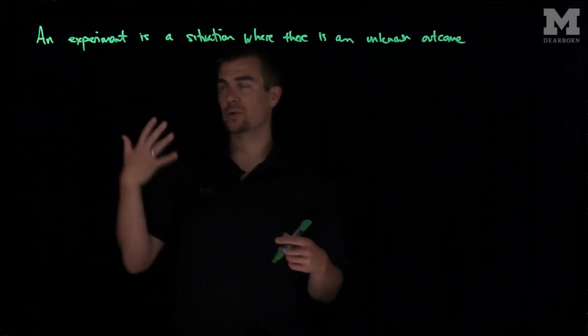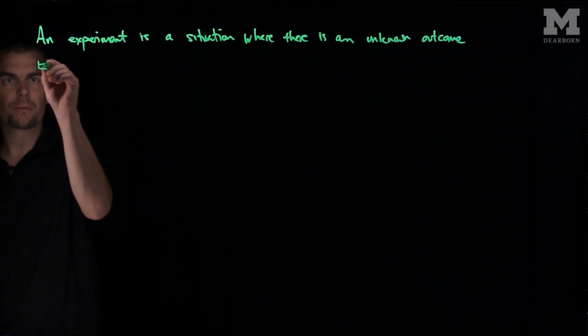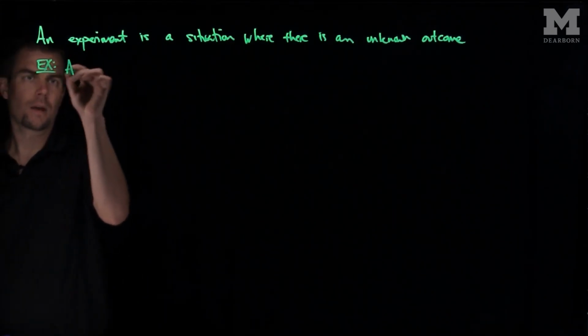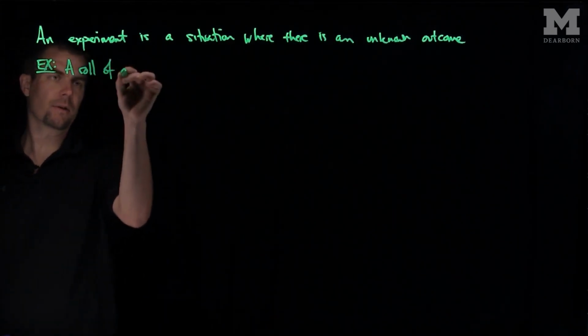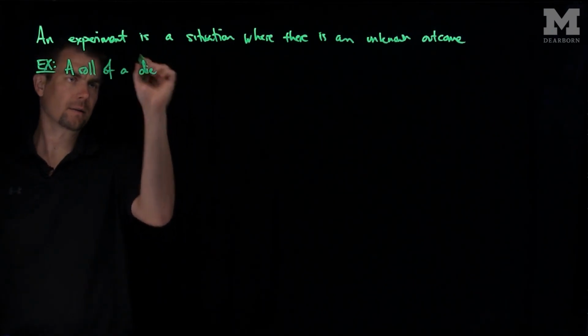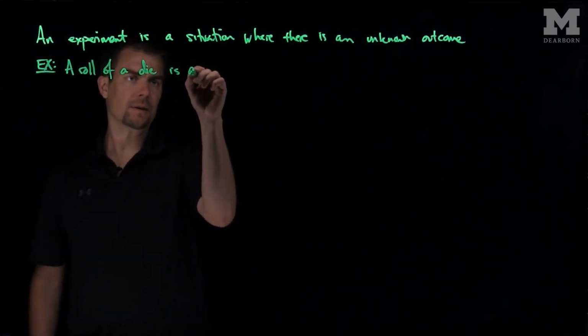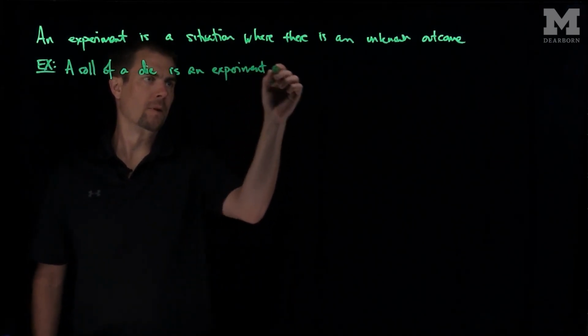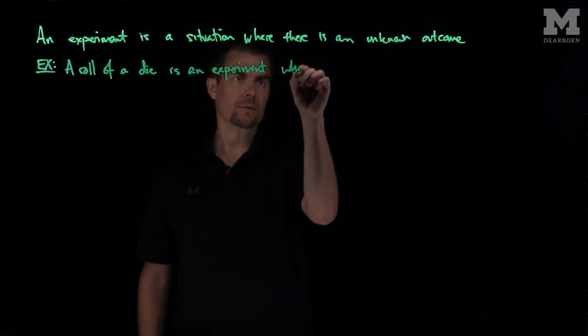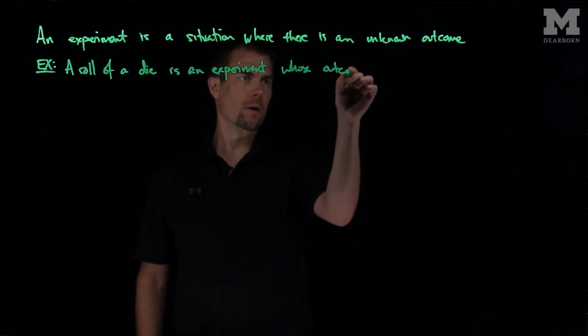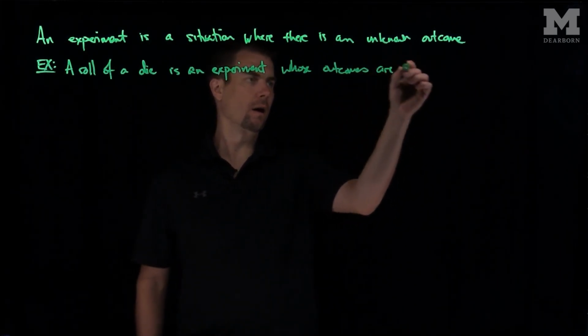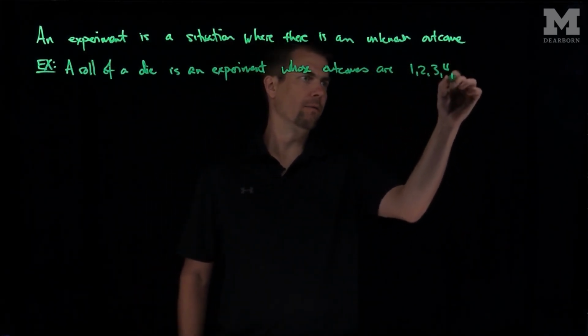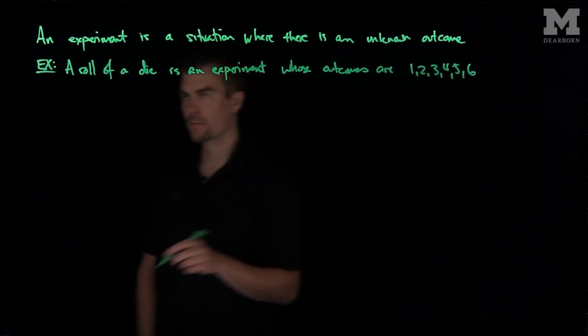We can think of an experiment as a roll of a die, for example. So, example: a roll of a die is an experiment, whose outcomes are 1, 2, 3, 4, 5, and 6.